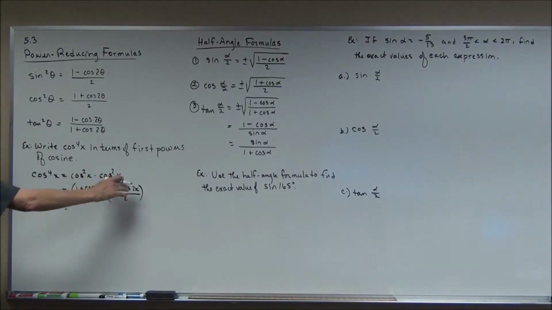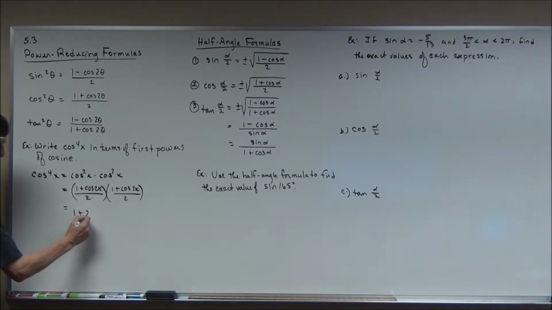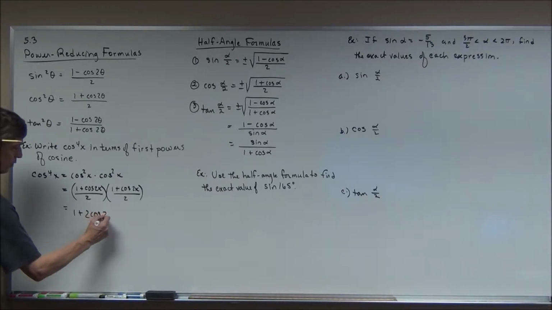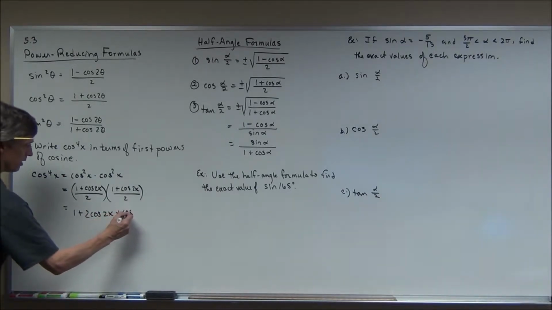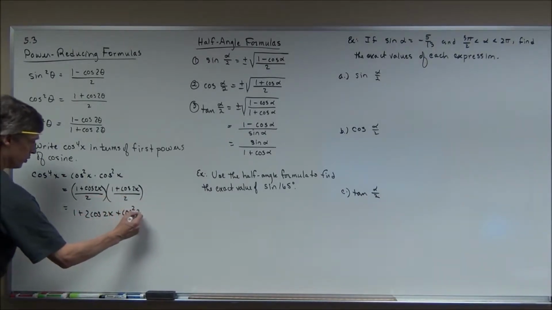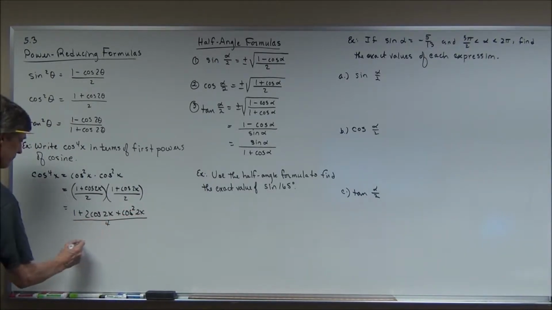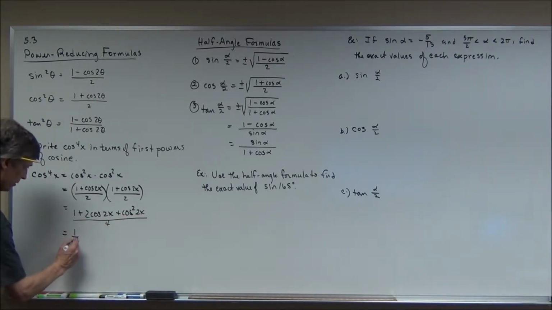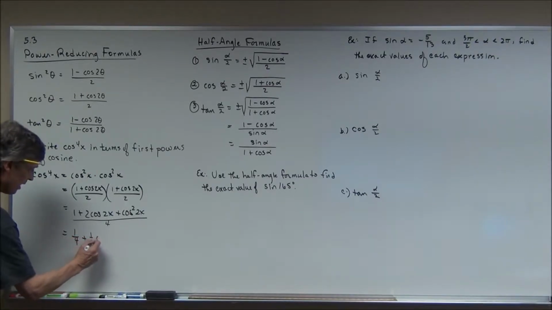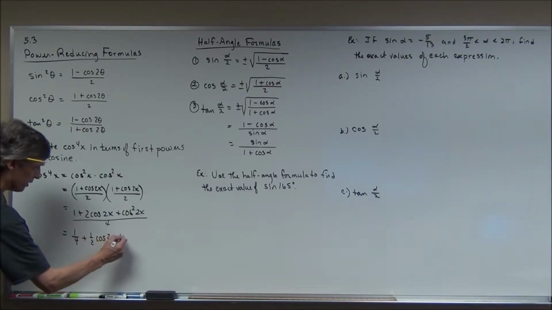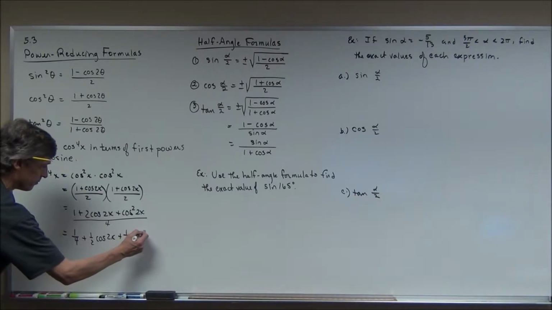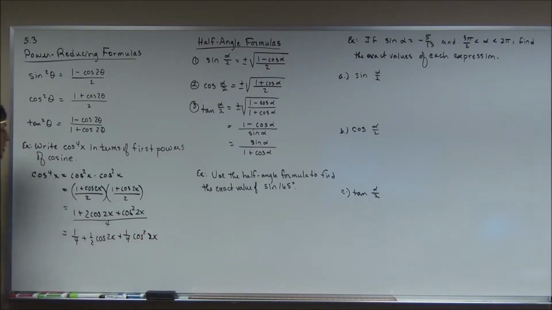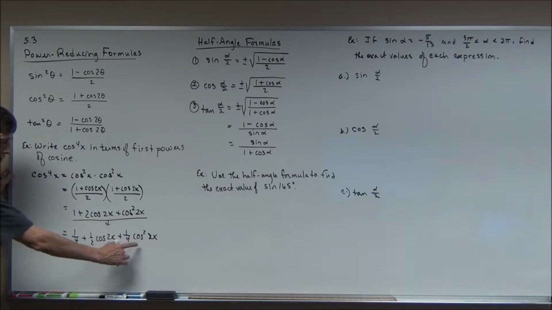And then if I multiply on top, I get 1 plus 2 cosine 2x plus cosine squared 2x, and that's all over 4. Now, the reason I'm doing that is because I have to make one more substitution, because I am hoping that you will see I haven't quite accomplished my goal. I don't have it all in first powers of cosine. I have a cosine squared. So I went ahead and divided through by 4 and rewrote these with fractions.